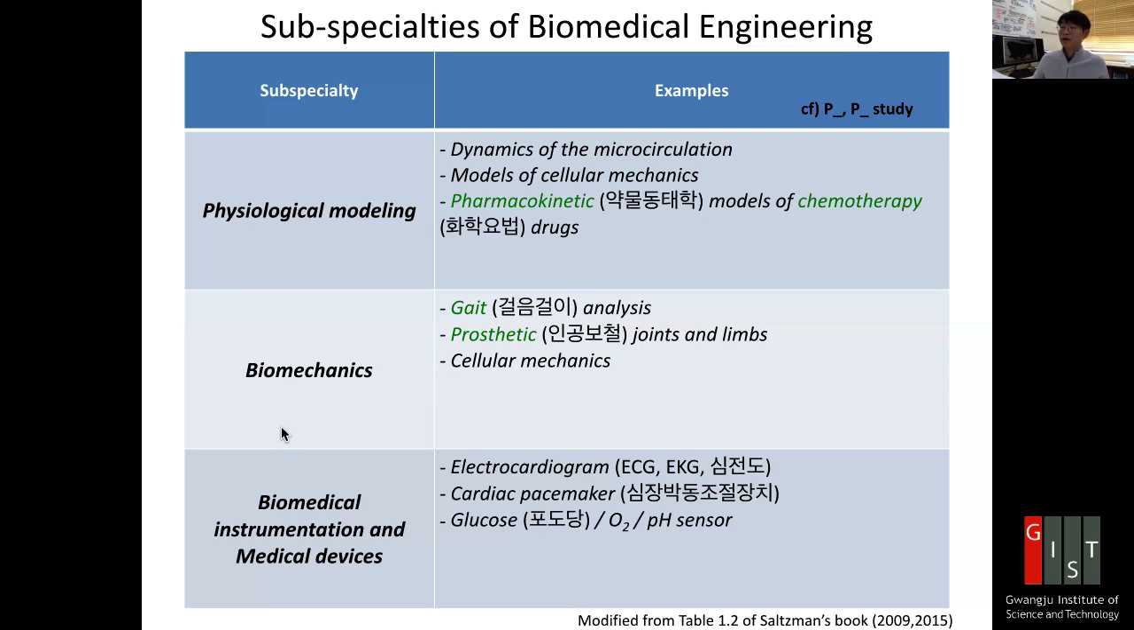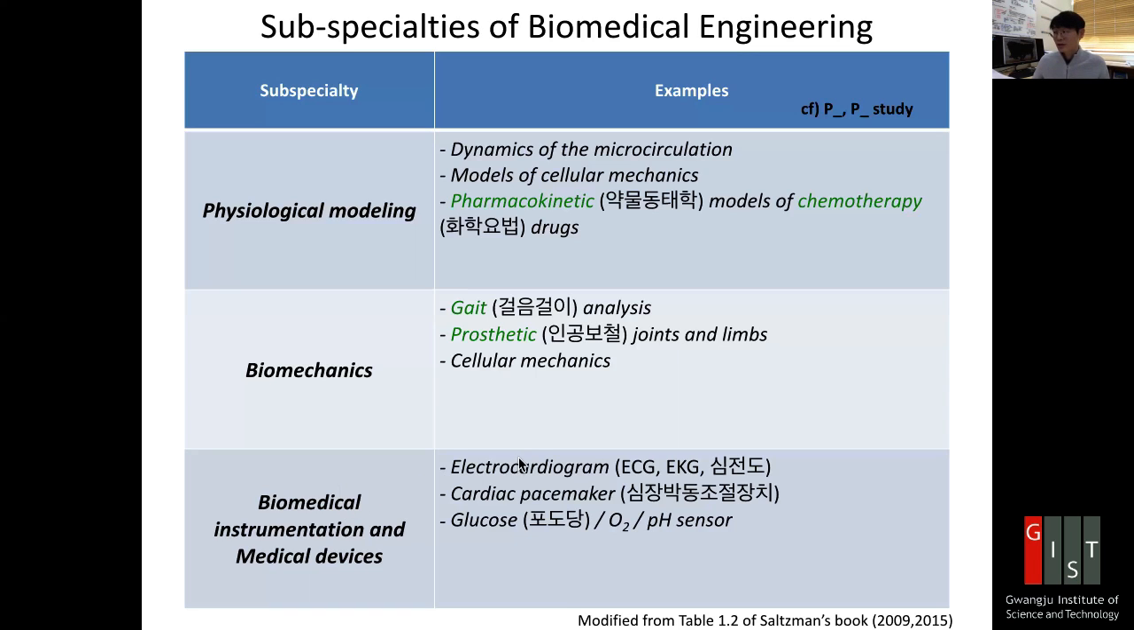So next, biomechanics. An example is gait analysis. Gait is the manner of how a person walks. Or the other is prosthetic joints or limbs. So this is an artificial tool which can substitute our human body. And cellular level of mechanics. So mechanics applies not only to big things, but down to the cellular level, which we call cellular mechanics.